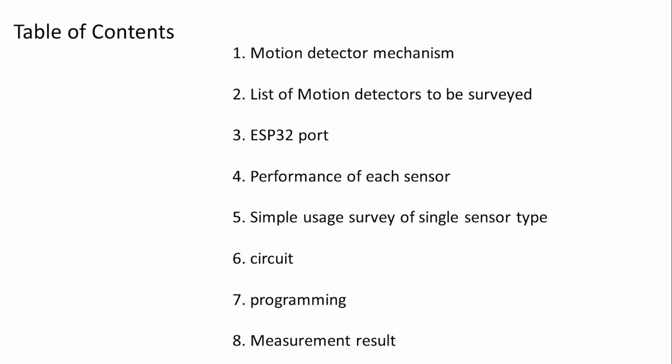The third item is to check the specifications of the ESP32 ports used, and then check the main specifications of each sensor required for use. For the fifth item, we conducted a simple usage survey for the sensor-only type to determine whether it can be used. The sixth item is to understand the circuit for measurement, then the programming, and finally the measurement results.